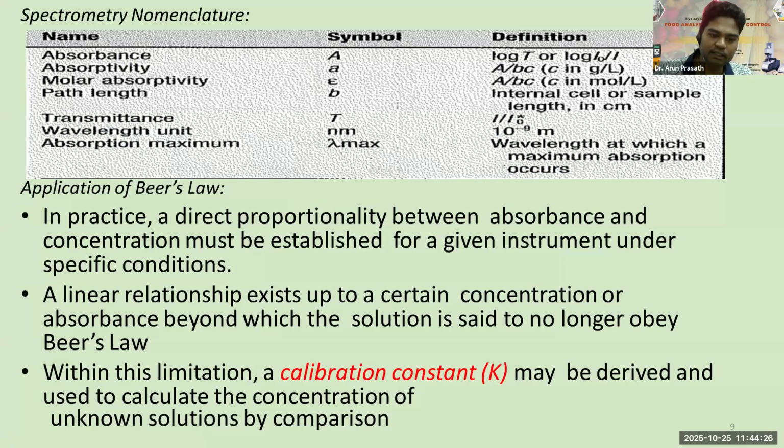A direct proportionality between the absorbance and the concentration must be established for a given instrument under specific conditions. The linear relationship exists up to a certain concentration, beyond which the solution is said to no longer obey Beer's law. The basic thing is that the absorbance should increase with the concentration of the solution.